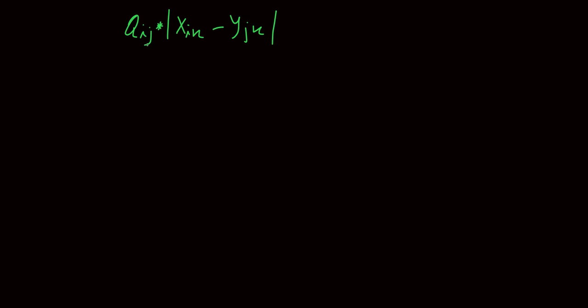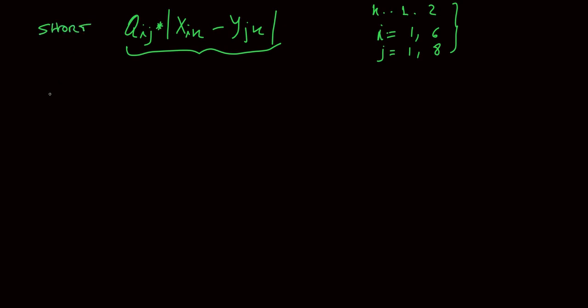I can expand this. You see something that is very short because it's just an initial notation, but in reality this function is very big. You will expand over k, because k will go from 1 to 2, and i will go from 1 to 6, while j will go from 1 to 8. Do you want to see this in the long form? This is the short form, very short. Let's see the long form.